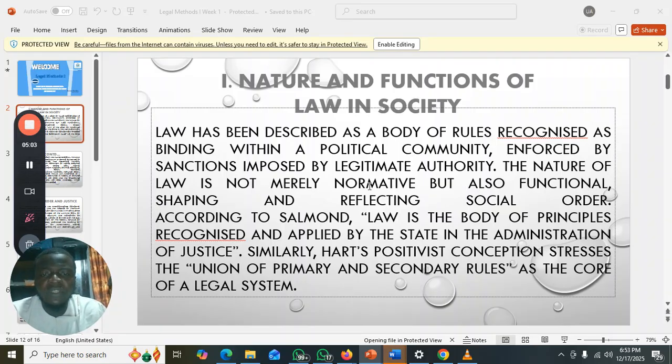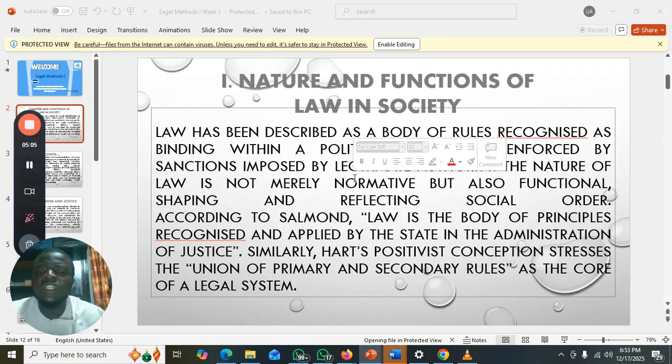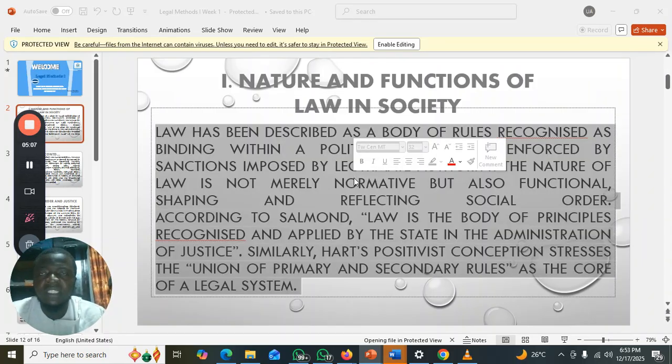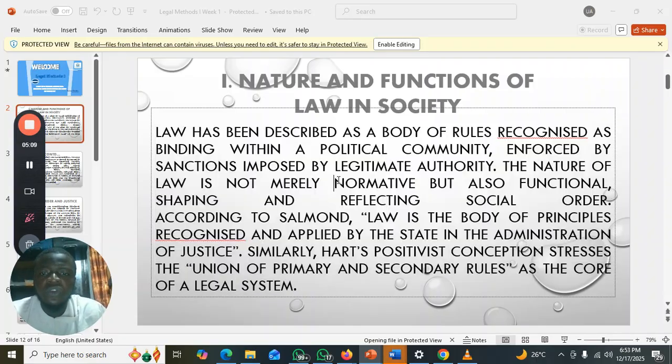What is normative? When we say something is normative, it has to do with environment, norms, tradition, and cultures. So law is not just an environmental thing that changes from place to place. When we say something is normative, it's something that is practical here but not practical, or accepted here but not accepted in another place.